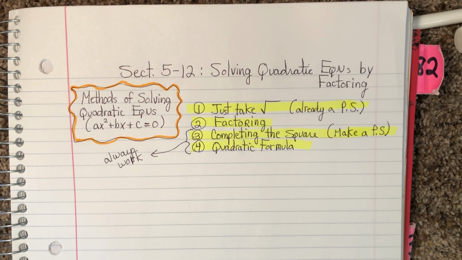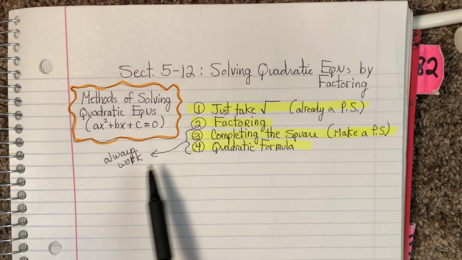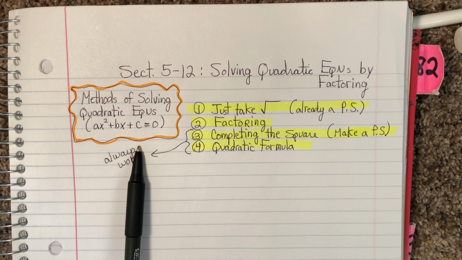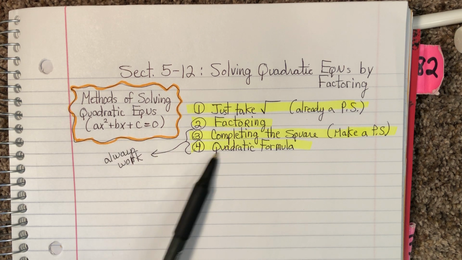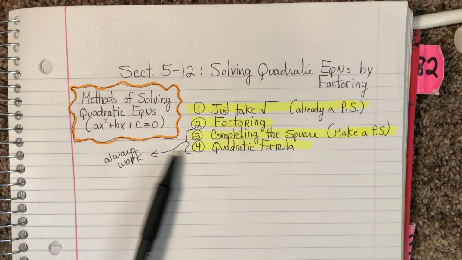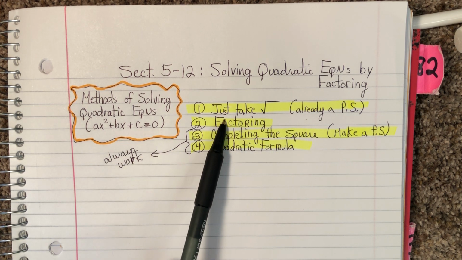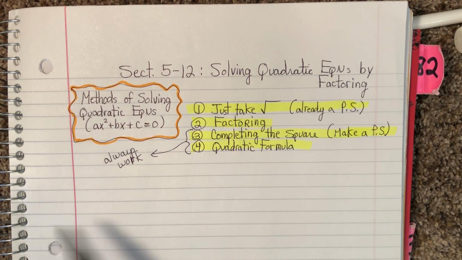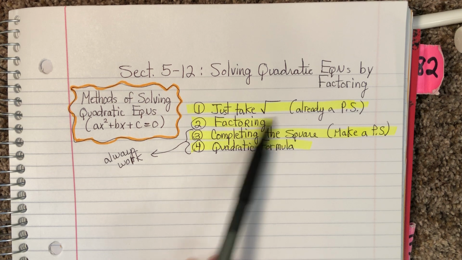Hi guys, so we're going to do section 5.10, solving quadratic equations by factoring. We did this in our notes, I think a couple sections back, but just to go over the different methods to solve a quadratic equation. Number one, you can just take the square root. That means it's already a perfect square, so you don't have to do a whole lot here.